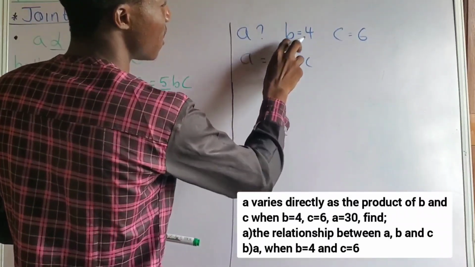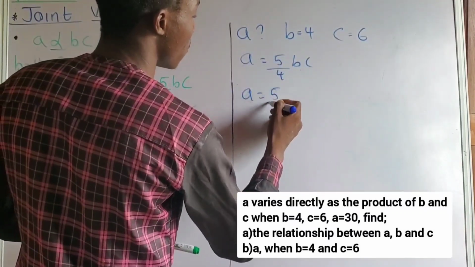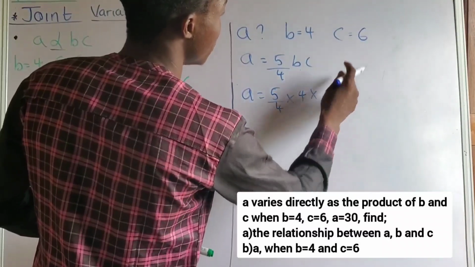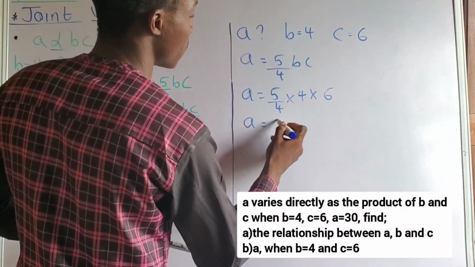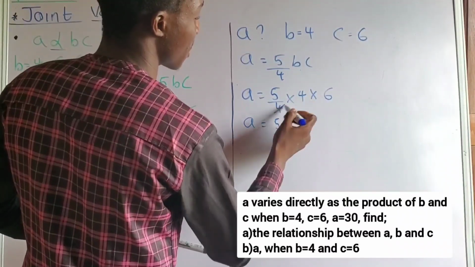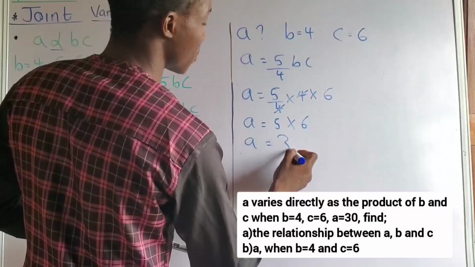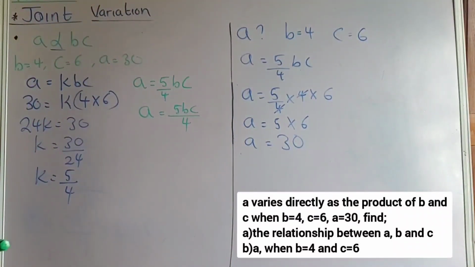Now the value of B is 4, the value of C is 6. So I'm going to have A equals 5 over 4 multiplied by B. What's B? 4, multiplied by C, which is what? 6. I'm going to have A equals 5. This 4 can cancel this 4. So I'm going to have 5 times 6, okay? 5 times 6 is 30, so I'm going to have A equals 30. So when B is 4 and C is 6, the value of A is 30.